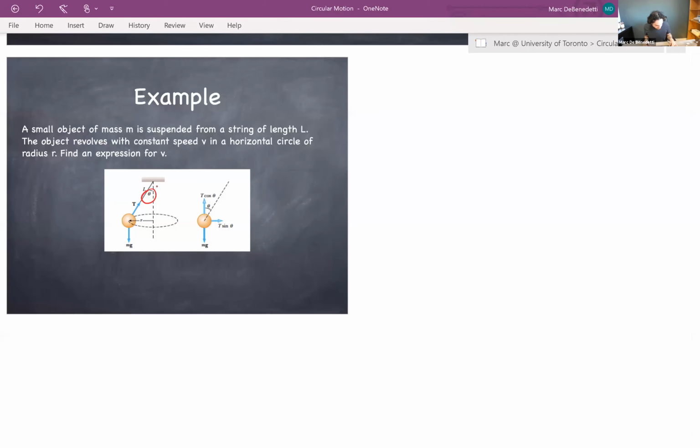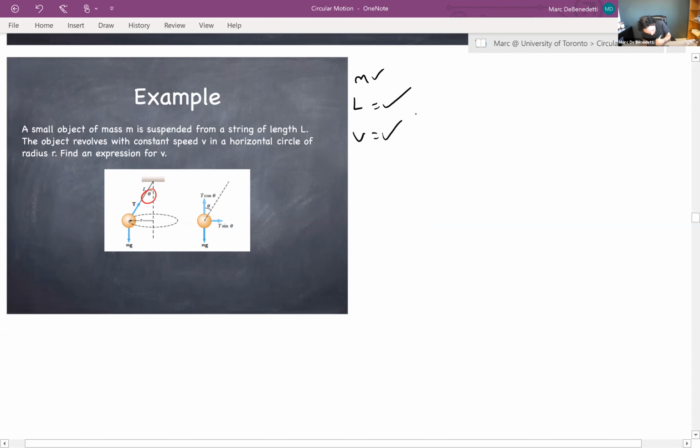The question here says a small object of mass m. Okay, I'm going to write that down. We have m. It is suspended from a string of length L. Okay, we have L. It revolves with a constant speed in radius r, and it says find the expression for speed in terms of everything else.